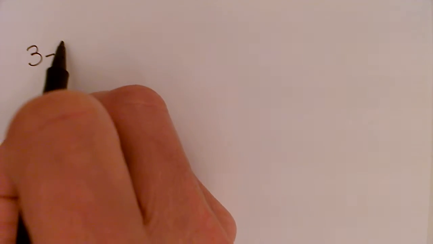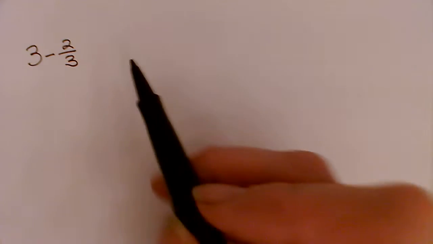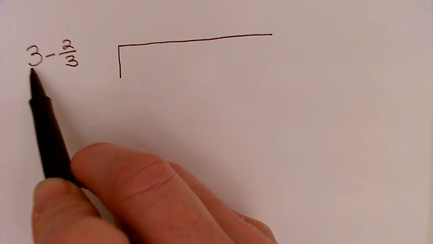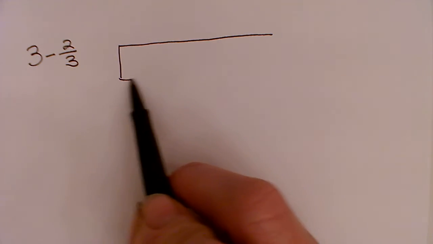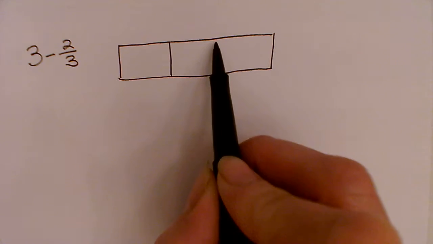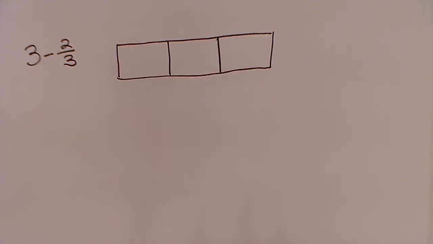Let's do 3, and let's subtract from that 2/3. So again, I'm going to start by drawing the tape diagram. And I need 3 wholes because I'm starting with the whole number 3 there. So I'm going to start with 3. I'm going to do my best to try and make them nice and even.